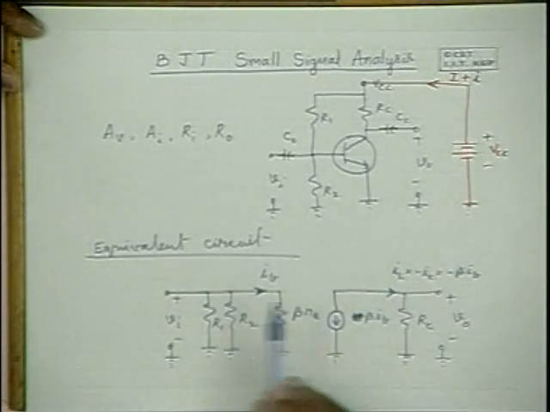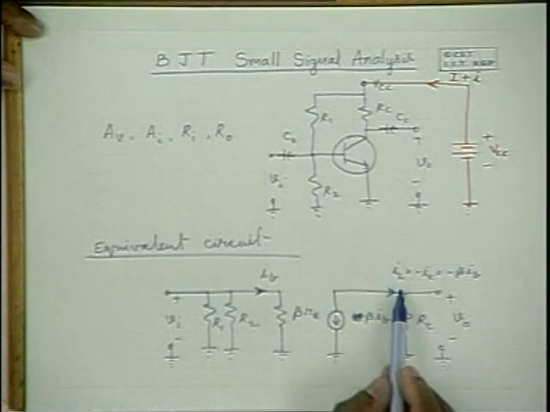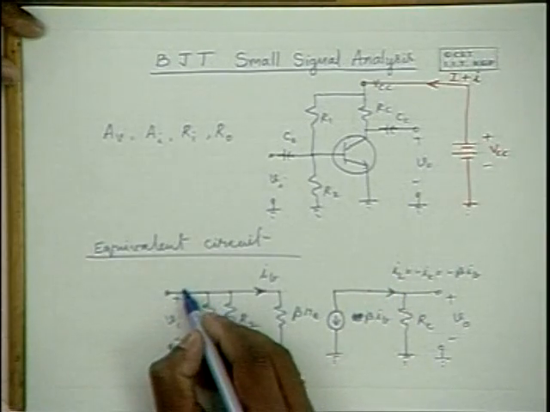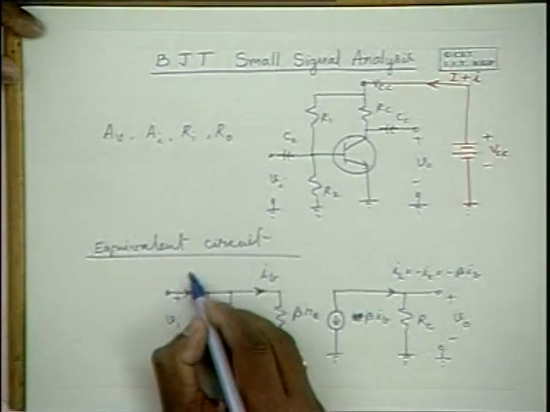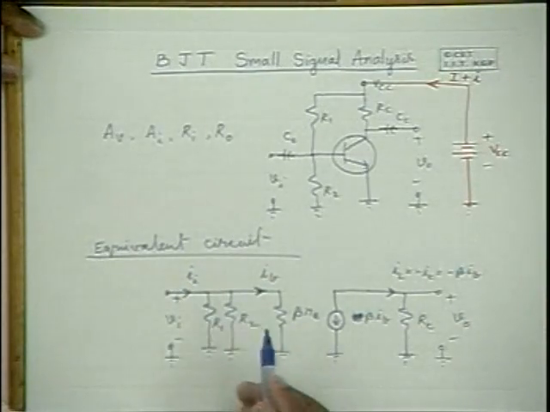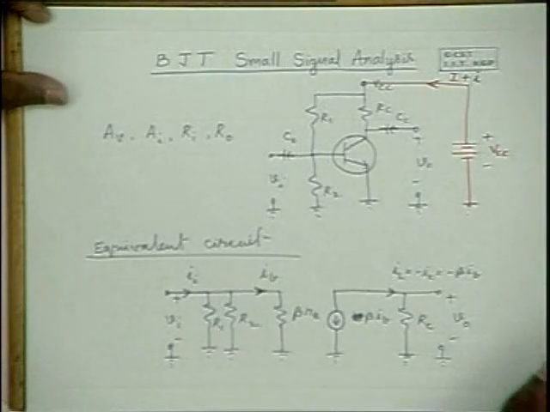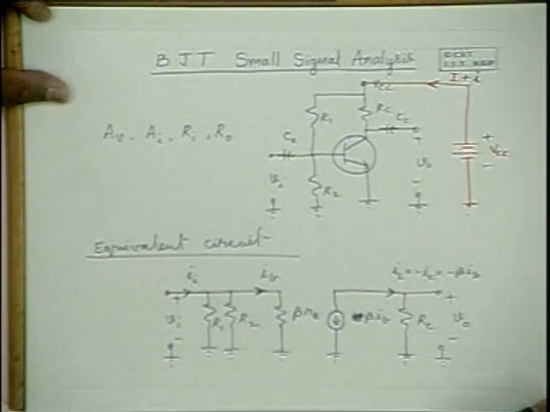And in determining the current gain, you can treat this as the output current and this as the input current over here, and the ratio gives you the current gain. Now let us analyze the circuit and find out the voltage gain, input impedance, output impedance, and so on.